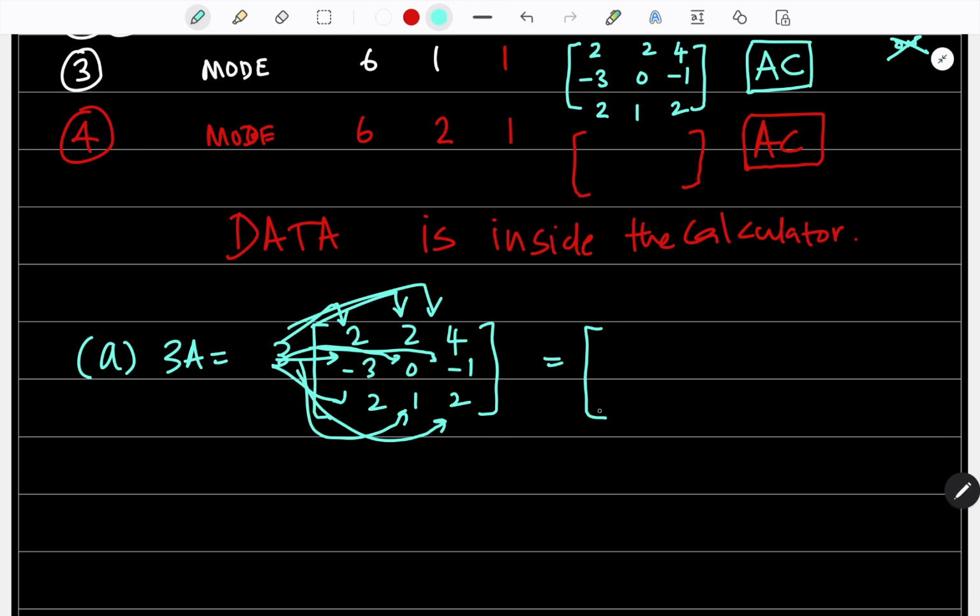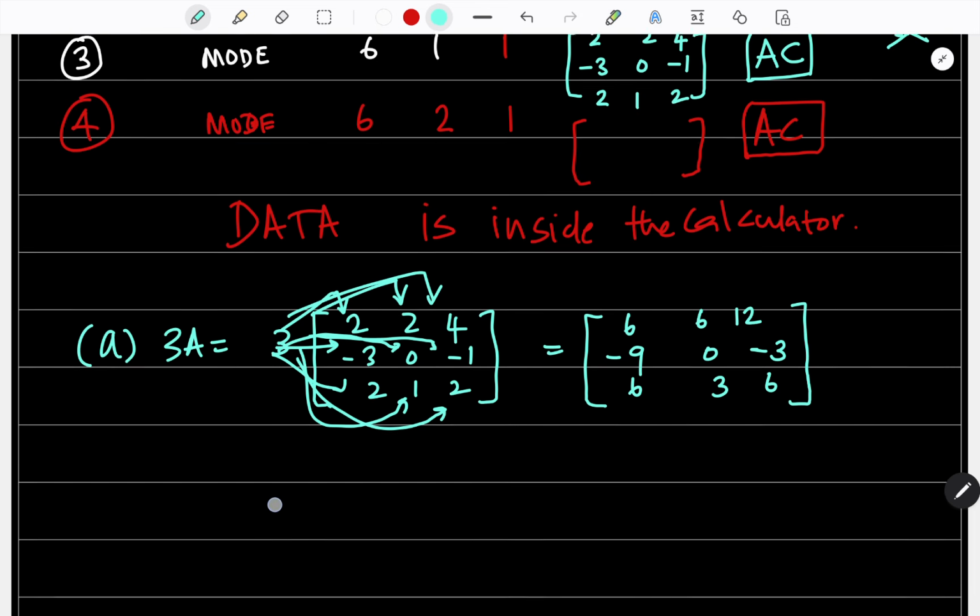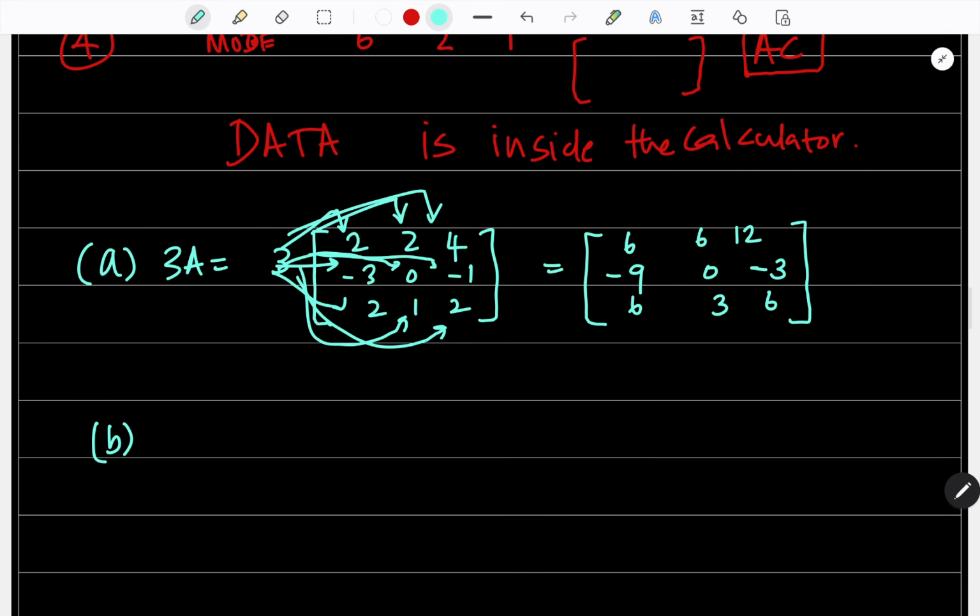So we are going to start the matrix. 3 into 2 is 6. 3 4s are 12. And minus 3 into 3 is minus 9. 0. Then minus 3. Then 6, 3 and 6. So this is going to become the 3A matrix. Let me go for the B question.